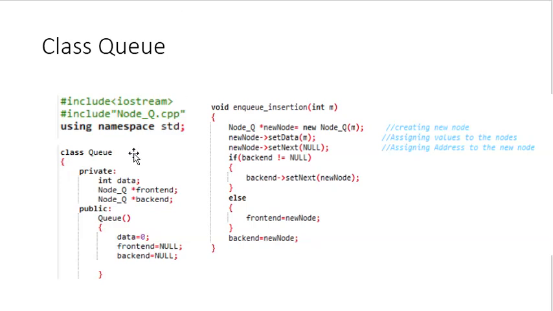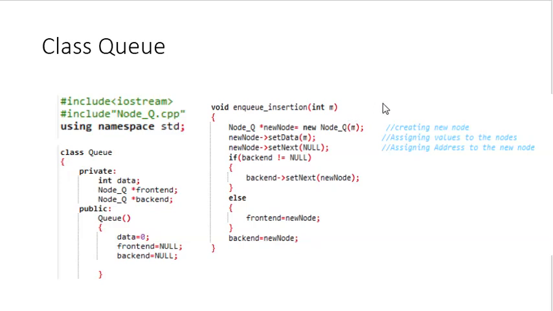Now coming towards the queue, I have created a class queue, and in this I have privately declared data, as we will have data in the queue. And as in the diagram I showed you, we have two pointers, the front end pointer and the back end pointer. The front end will be used if you are deleting anything, and the back end if you are inserting anything. Then I have a constructor queue in which I have assigned data 0, front end 0 and back end 0, meaning we have nothing in the queue. We are creating a new queue from the start.